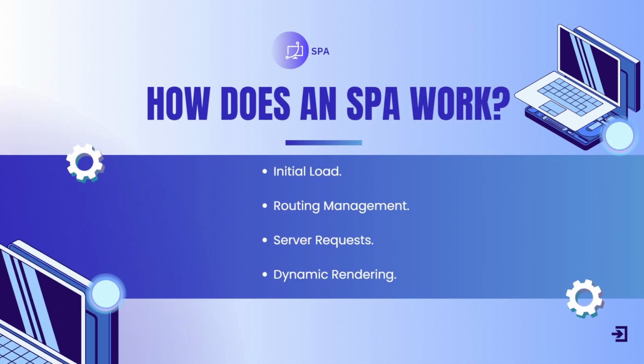Okay, how does an SPA work? First, initial load. When the user opens the application, the server sends a basic HTML file and the required JavaScript files. Routing management. Navigation inside the SPA is handled in the front end without making new requests for full pages from the server. Request to the server. The app makes asynchronous calls to get data, usually from a REST API or GraphQL. Dynamic rendering. JavaScript updates the DOM based on the retrieved data without reloading the whole page.